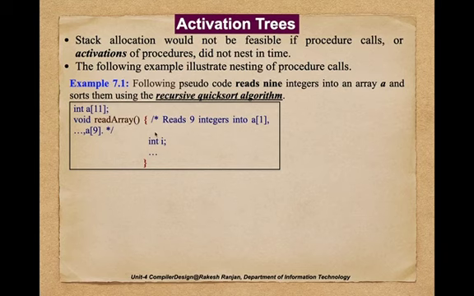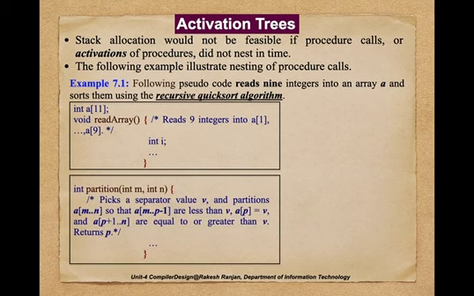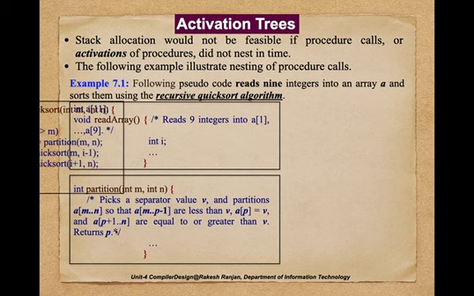So let us consider we have a read array function that reads the values. It takes 11 elements: it reads 9 integer values, and 2 spaces, the initial and the last, are used for storing the special values. The partition function just partitions the elements from m to n so that m to p minus 1 are less than v, and the pth element is v, and p plus 1 to n are equal to or greater than v, and finally it returns p.